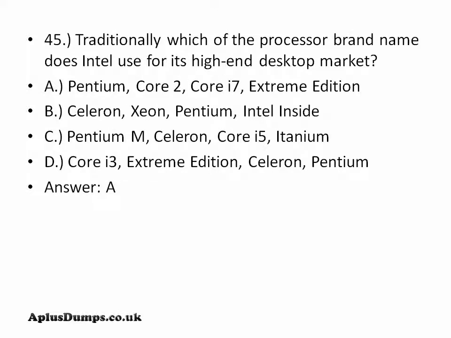Question 45. Traditionally, which of the processor brand names does AMD use for its high-end desktop market? A. Pentium Core 2 Core i7 Extreme Edition. B. Celeron Xeon Pentium Intel Inside. C. Pentium M Celeron Core i5 Titanium. D. Core i3 Extreme Edition Celeron Pentium. The answer is A. Pentium Core 2 Core i7 and Extreme Edition.